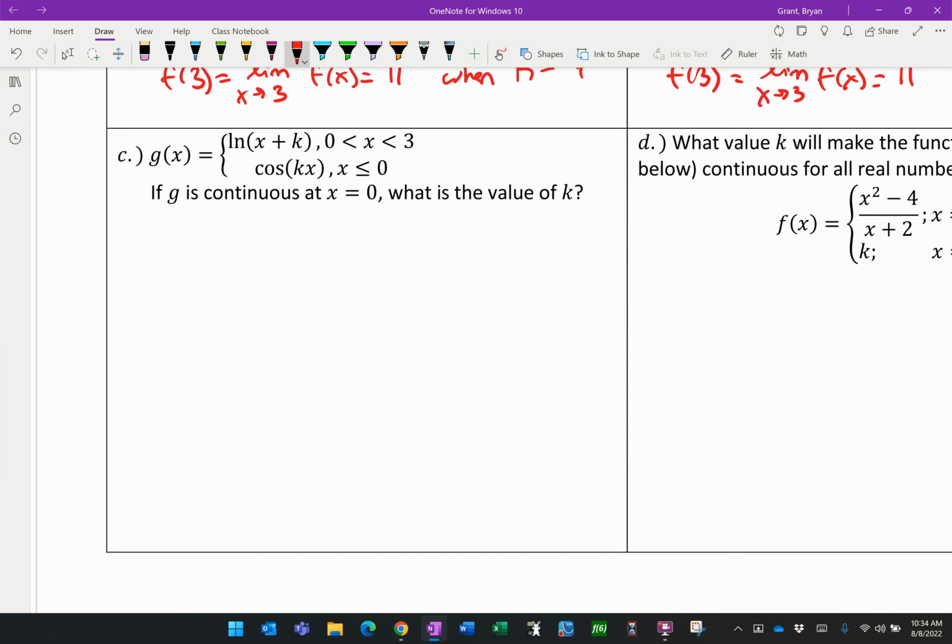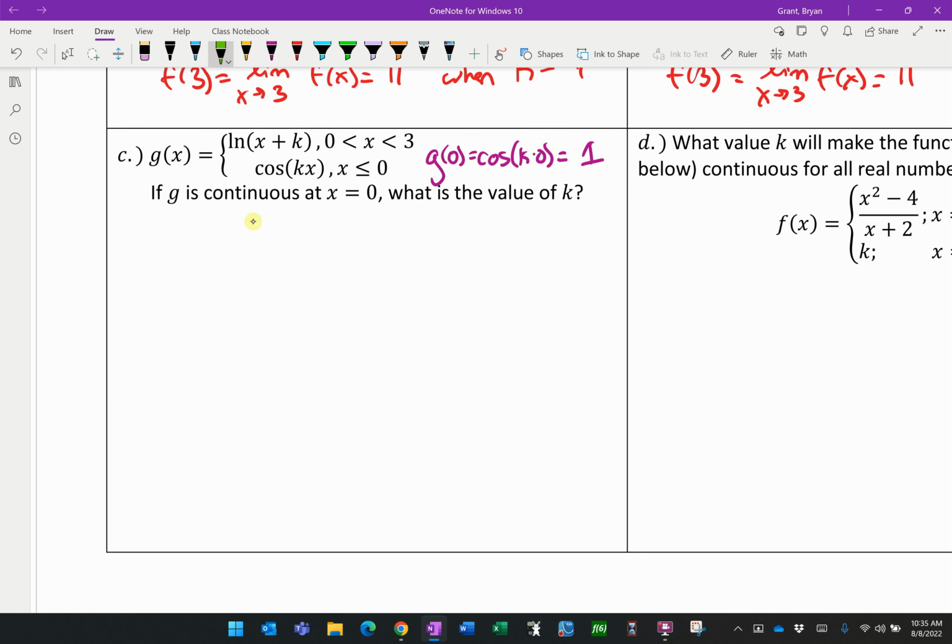G of x is here. G is continuous at 0. What's the value of k? So we know G is continuous, which means the point exists, and it also means the limit has to exist. Okay, so let's maybe start with the point again. If we're continuous at 0, G of 0 is right here. So G of 0 will be the cosine of k times 0. K times 0 is 0. What is the cosine of 0? That's the trig we need to remember. That's 1. So G of 0 is 1.